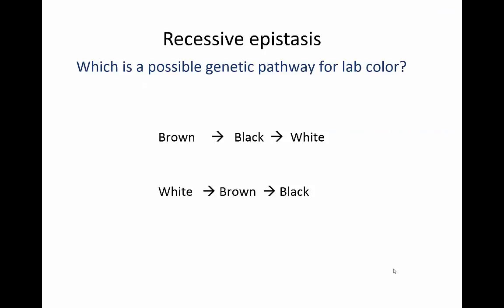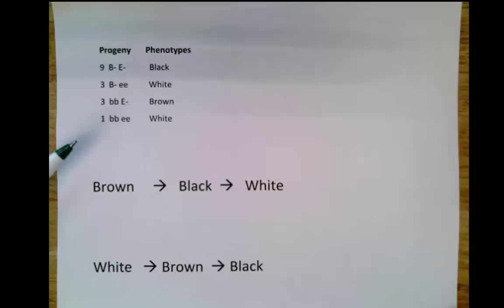The next thing I'd like to talk about is how we would write a pathway for how coat color is determined. In order to do this, I'd like to walk through two different possibilities. It's a little bit tricky at first to figure out what might be a possible pathway, but it turns out that one of these pathways is correct and the other one cannot be correct.